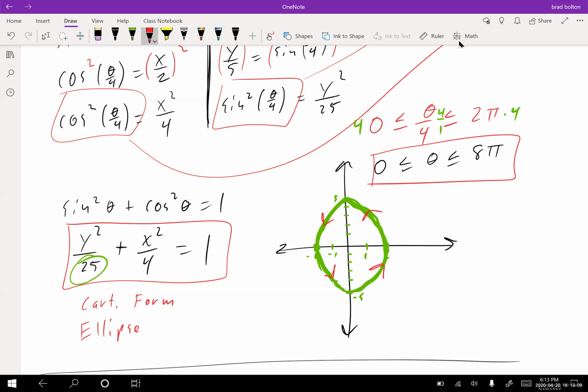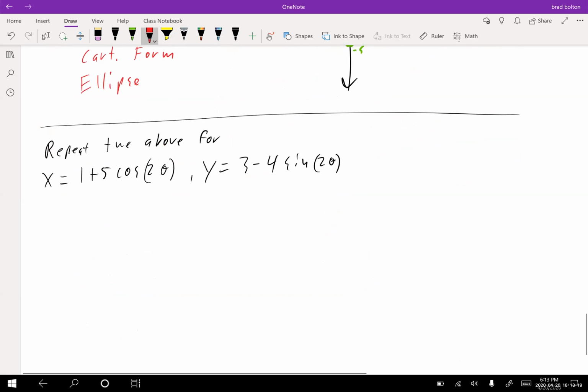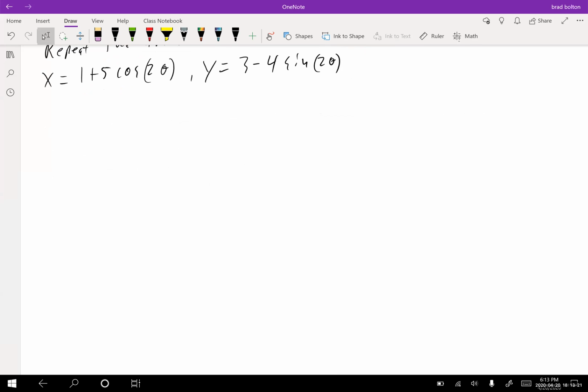Okay. Hopefully that helps you guys. Whenever you have something inside the theta, you can just plug it in between the 0 and 2 pi and you can adjust it like that. Okay, so let's take a look at this other one and let's do a similar thing.